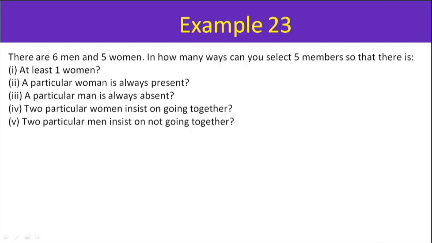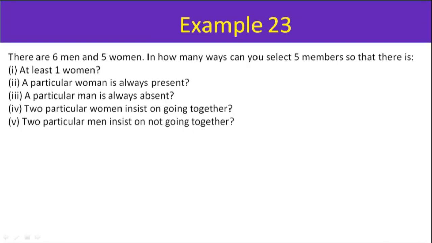Fourth question, 2 particular women insist on going together. What do you do? What does this particular question mean? Insist on going together, what does it mean? Sai, please tell me. Both want to go together. Either both of them will be there, or neither of them will be. Very good. Insist on going together means if they are going, they must go together. So either both of them go, or neither goes. It can't happen that one of the women is going and the second is not going.